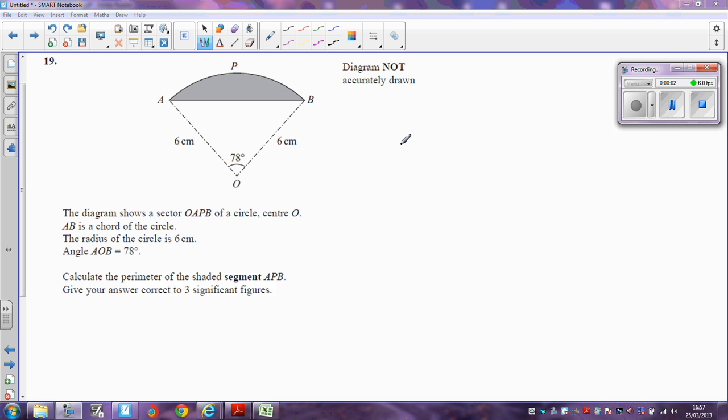Okay, so we're asked to find the perimeter of the shaded segment APB. And we're going to do this in two parts. First of all, we're going to find the length of this arc, and then we're going to find the length of this straight line. So I'm going to start with the arc.